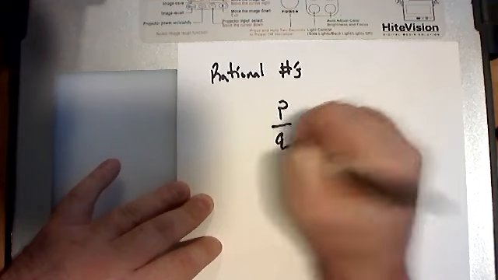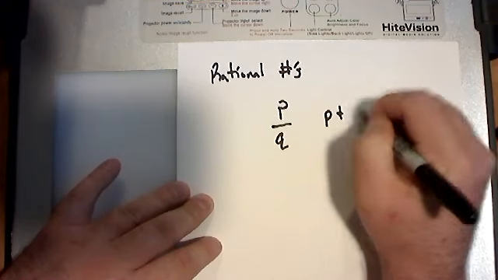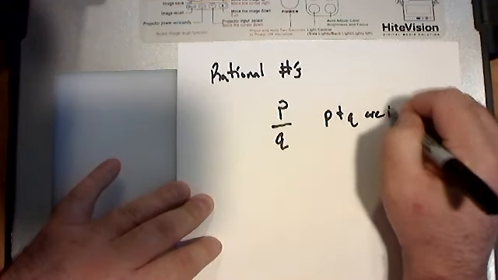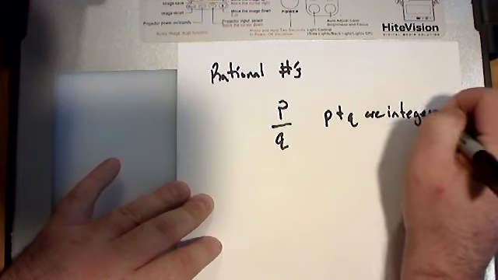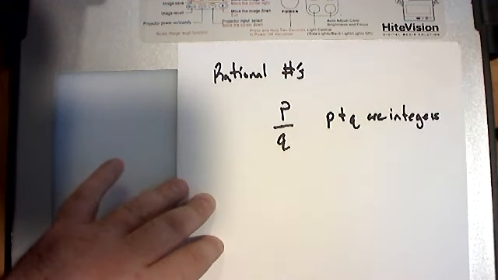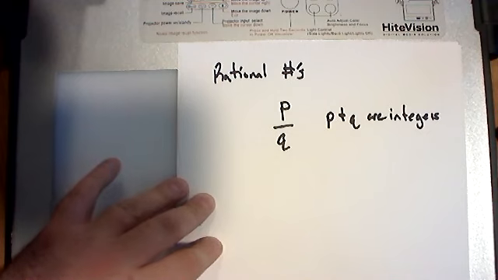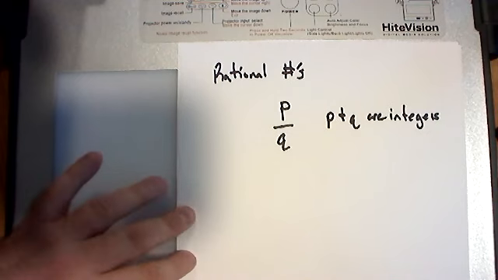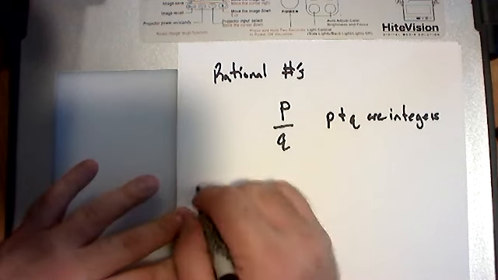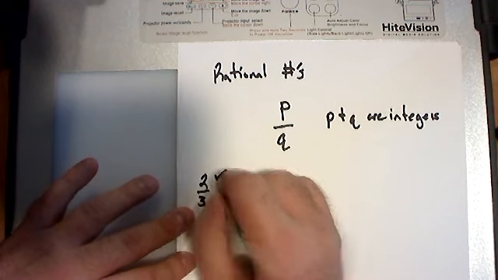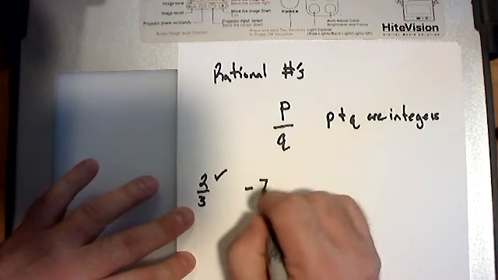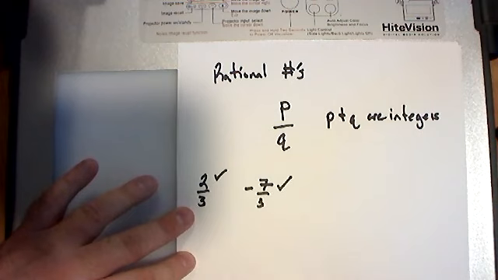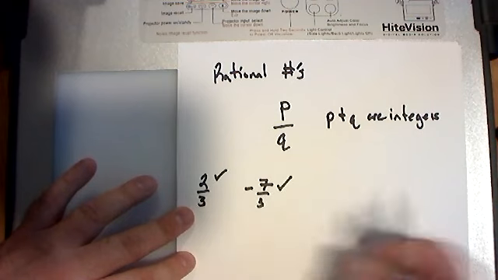Rational numbers are P over Q, where P and Q are integers. That's "and," not "plus." Again, same definition I wrote down on the other page. So we said normal fractions are rational, right? Like 2/3, that's a normal fraction, that's rational. Negative 7/3, that's rational. Negative numbers are integers, no problem.